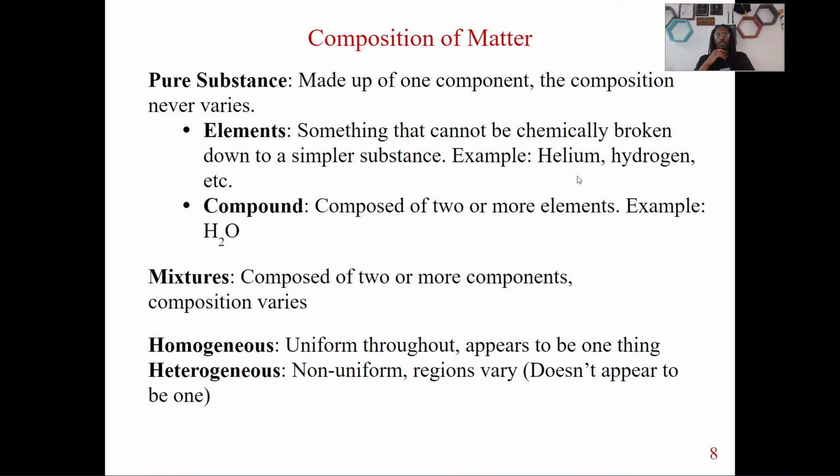Now we look at a compound. A compound is another example of a pure substance. It's composed of two or more elements. A good old example is water, H2O. This compound is made up of that component, and the composition isn't going to change, because those hydrogens are always going to be bound to the oxygen in that way.